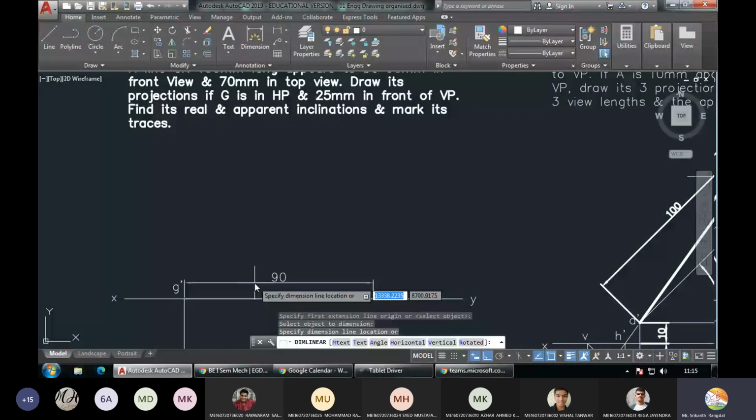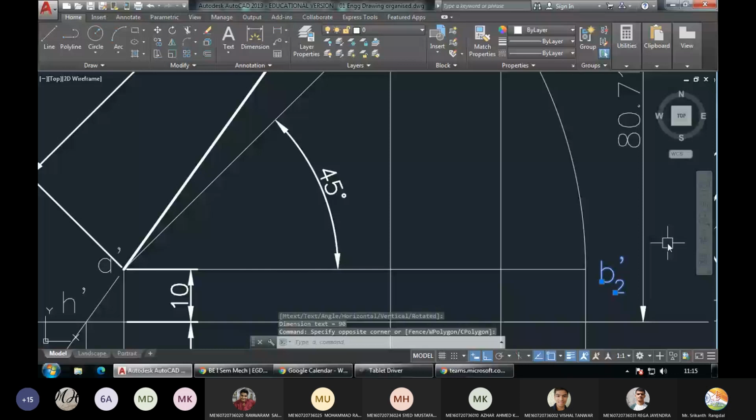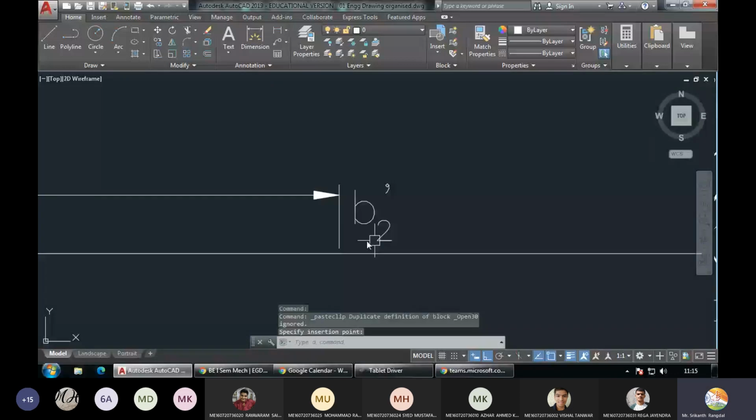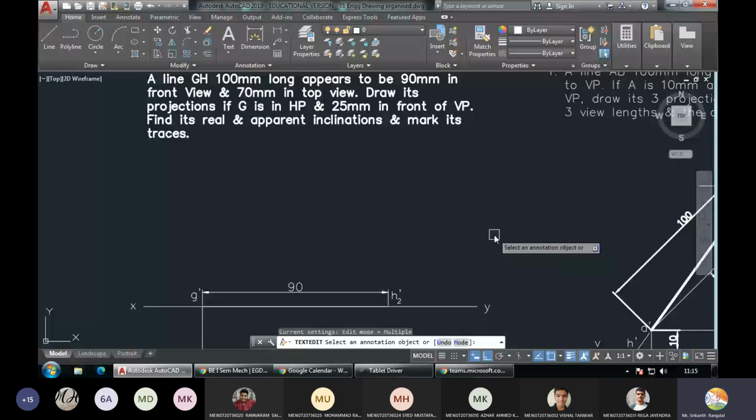And what is this point? Come on, read the question and tell me what is this point. GH is our line. So G, this point should be H. So H2 dash is the point.